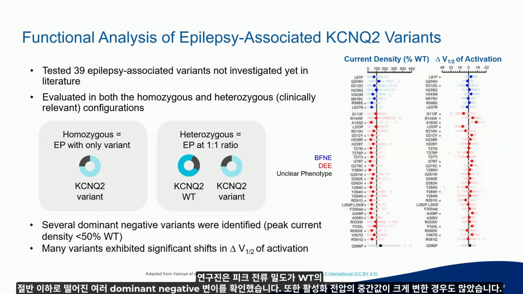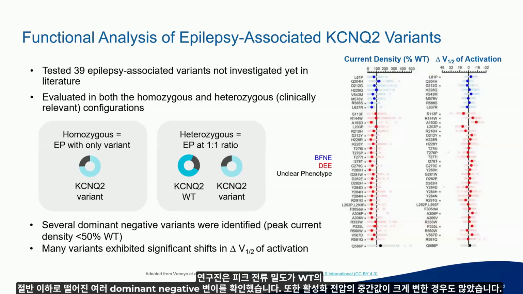And so they were able to identify several dominant negative variants where the peak current density was under half of wild type, which is kind of what you expect since only half of it will be working because half of it is wild type. And then a lot of the variants also had significant shifts in the midpoint of activation.